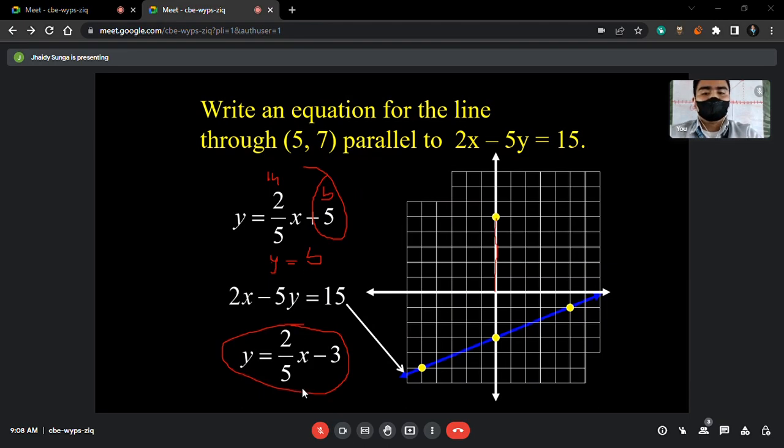From there, we have the next point. What is our next point? Our next point would be based on your slope. What is your slope? 2/5. So what we are going to have is this part. We move upwards 1, 2, and we move to the right because it is positive, 1, 2, 3, 4, 5. That is why your point is here.